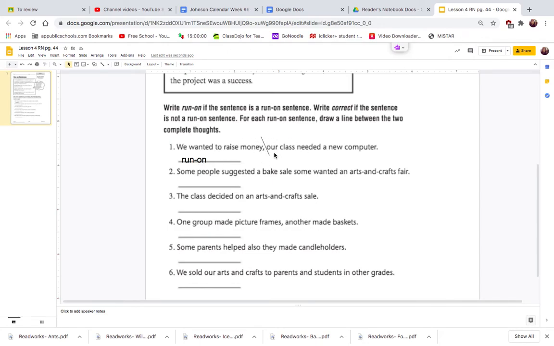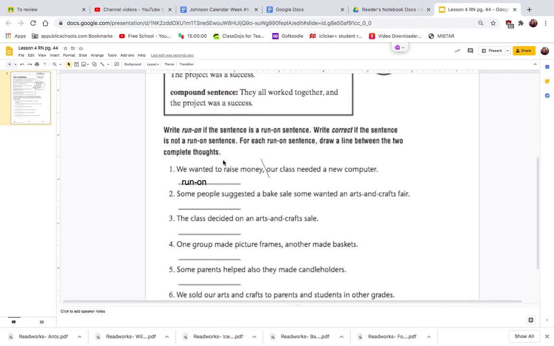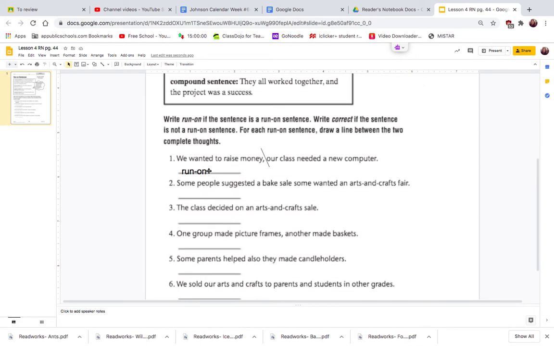Now, this would have been a full complete sentence if they could have put the word and in there, but maybe if they put because, that would have been a better way to make it a compound sentence. But just putting them together like this, it is a run-on sentence. We wanted to raise money. Our class needed a new computer. Okay, it's two different sentences put together to make a run-on sentence. Since this was a run-on, I wrote run-on on the line, and then I drew a line between the two sentences because that's what the directions asked.